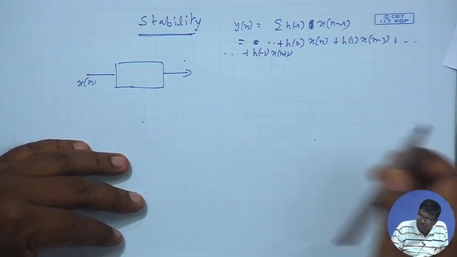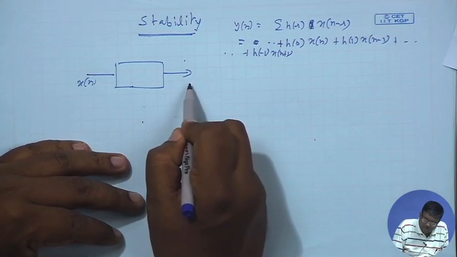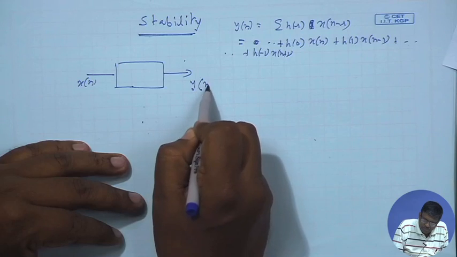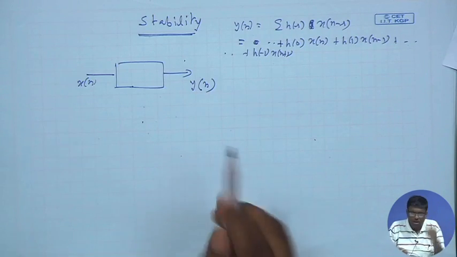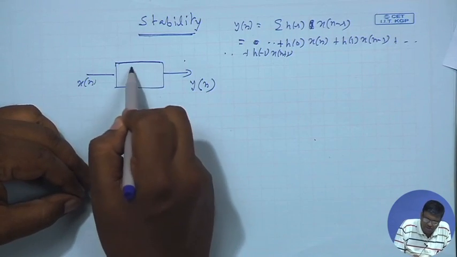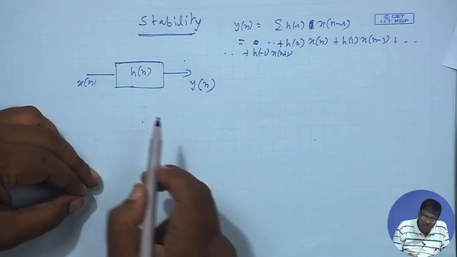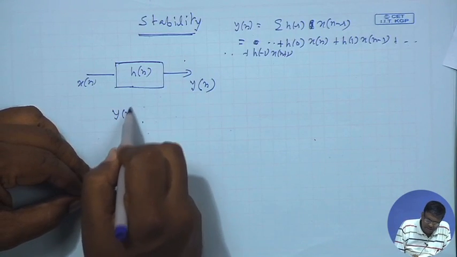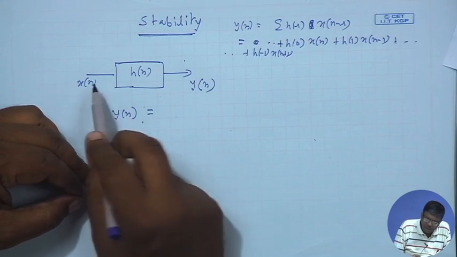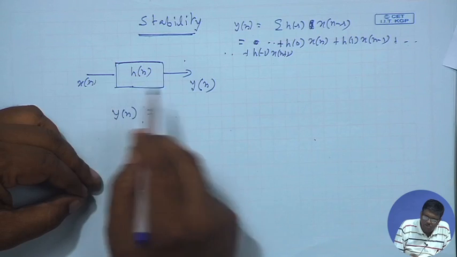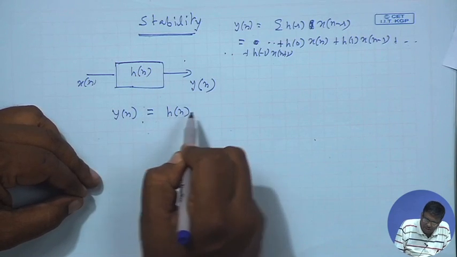So, I have got y[n], and this is a linear shift invariant system again. So, it is characterized by h[n]. So, y[n] is either x convolved with h or h convolved with x. As I told you, I always prefer this.